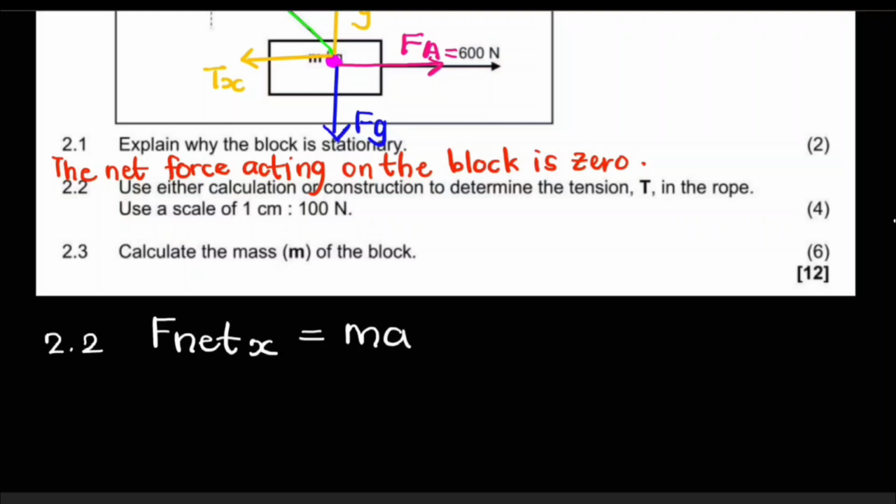Now remember that when you are adding forces, they are vectors, so we generally take right as positive, left as negative. To the left, we've got the x component of tension, so that's negative Tx. To the right, we have the force applied. And since the system is stationary, that means that acceleration is 0. So the right-hand side is 0.